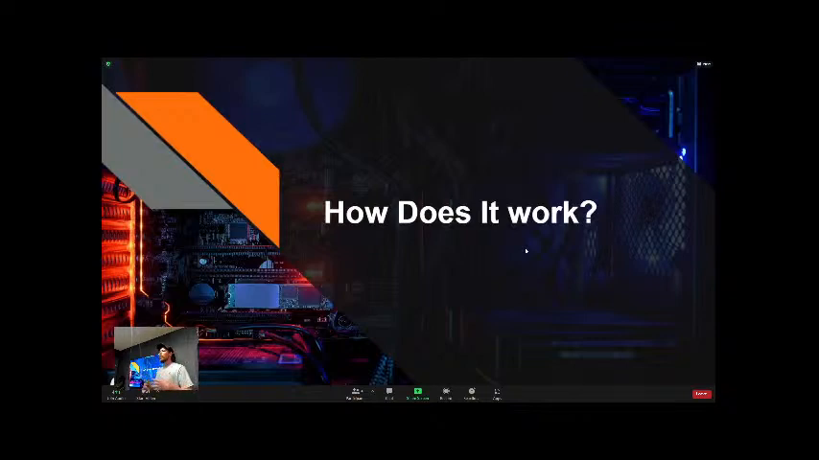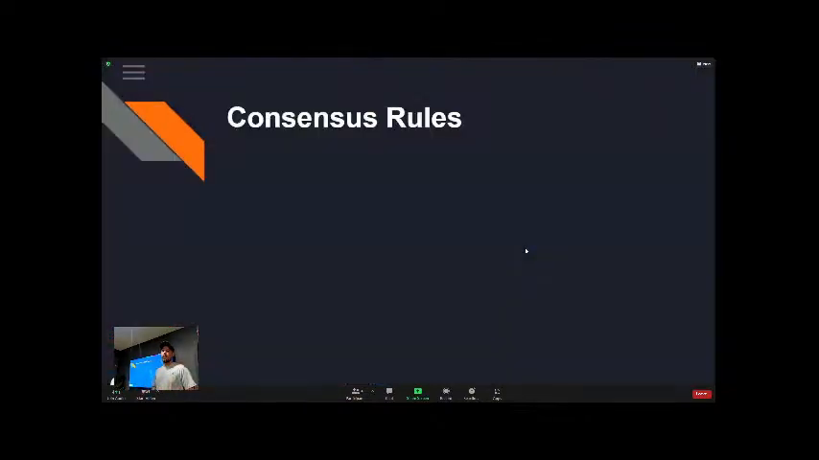But how does this all work? It's not magic money. It's not made out of thin air. It's not nothing, right? It has to work some way. So the first couple things to understand is that Bitcoin runs on a very rigid set of rules.